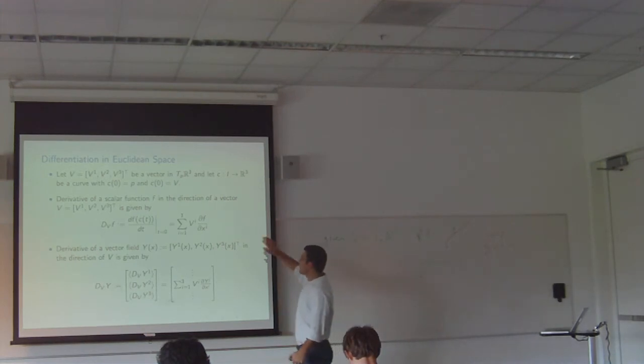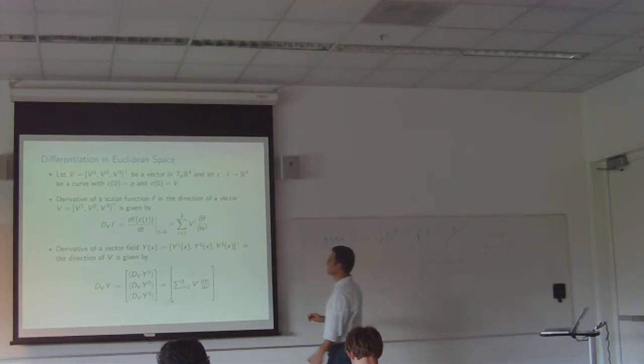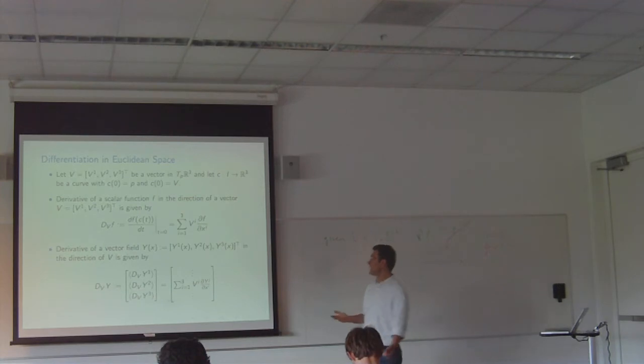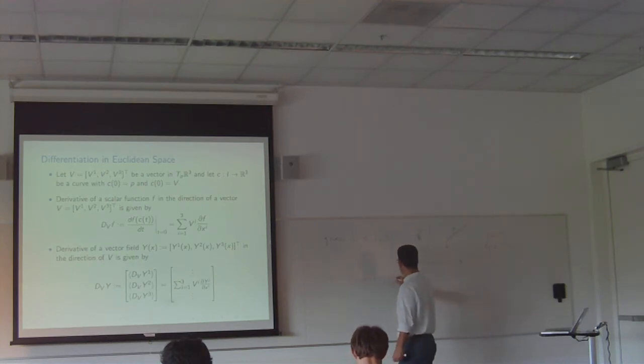Okay, and now the derivative of a scalar function in the direction of the vector v is now an easy thing. You evaluate the scalar function f on the curve. So you look at f of c of t, which is f on the curve.